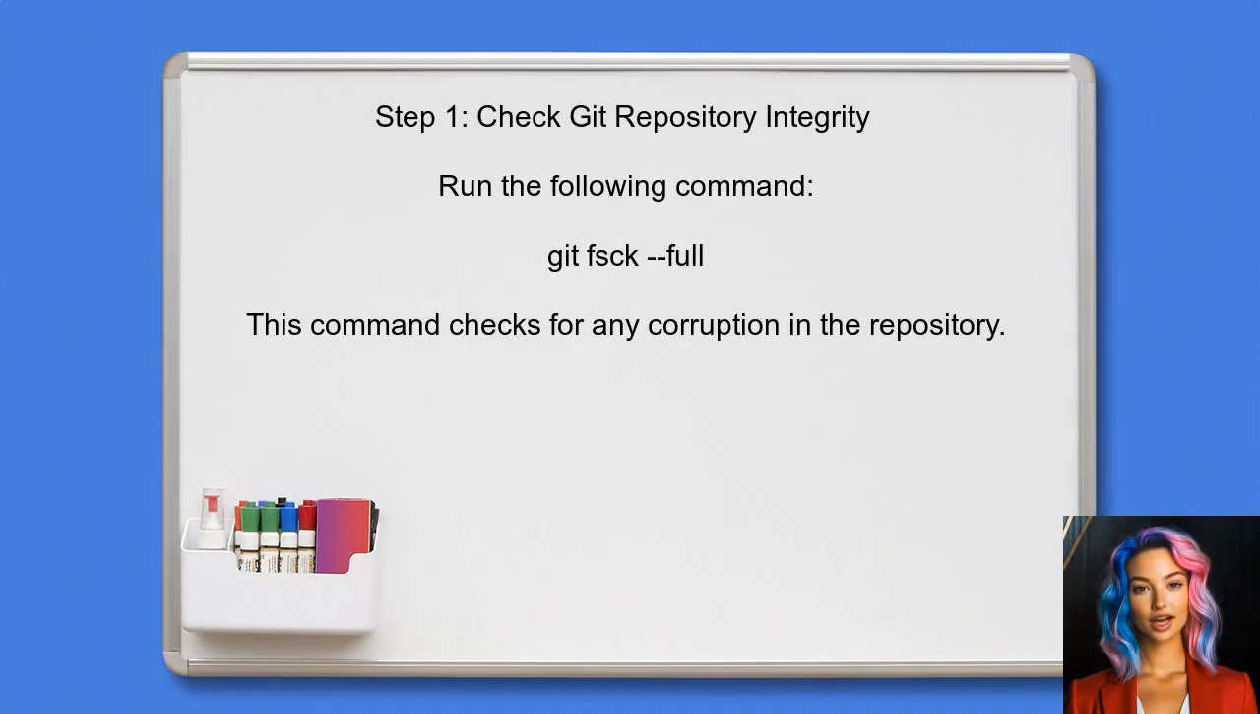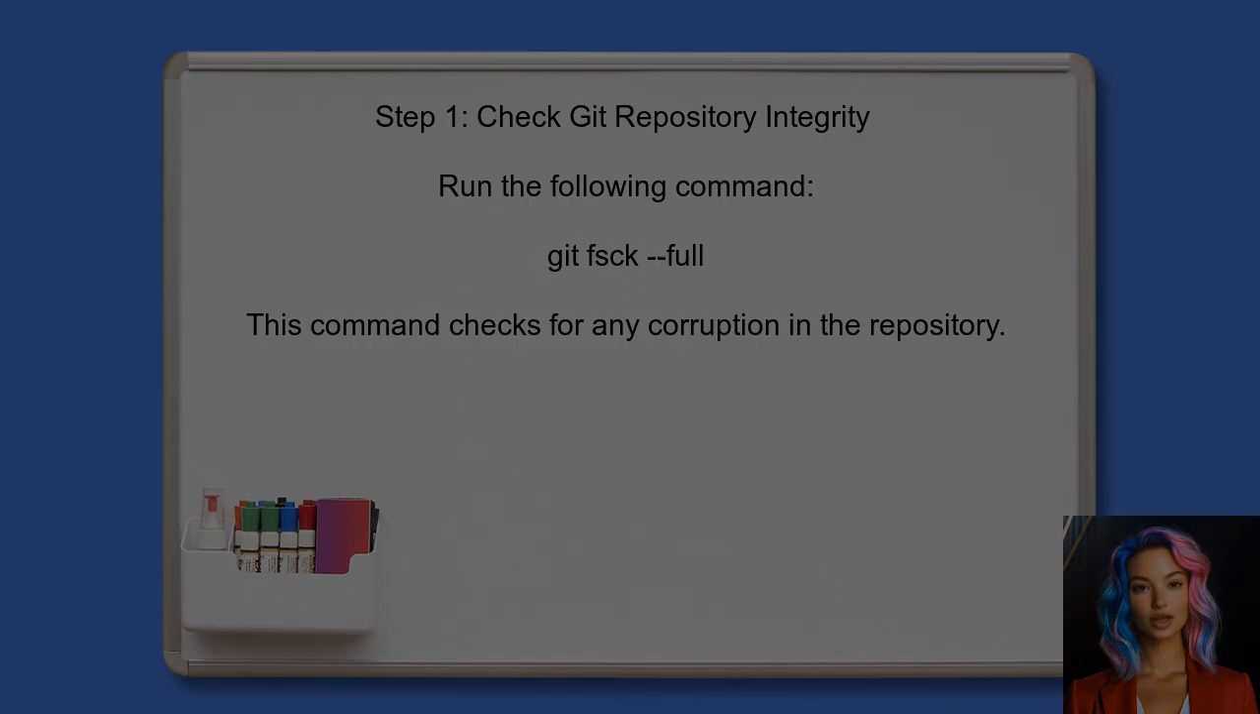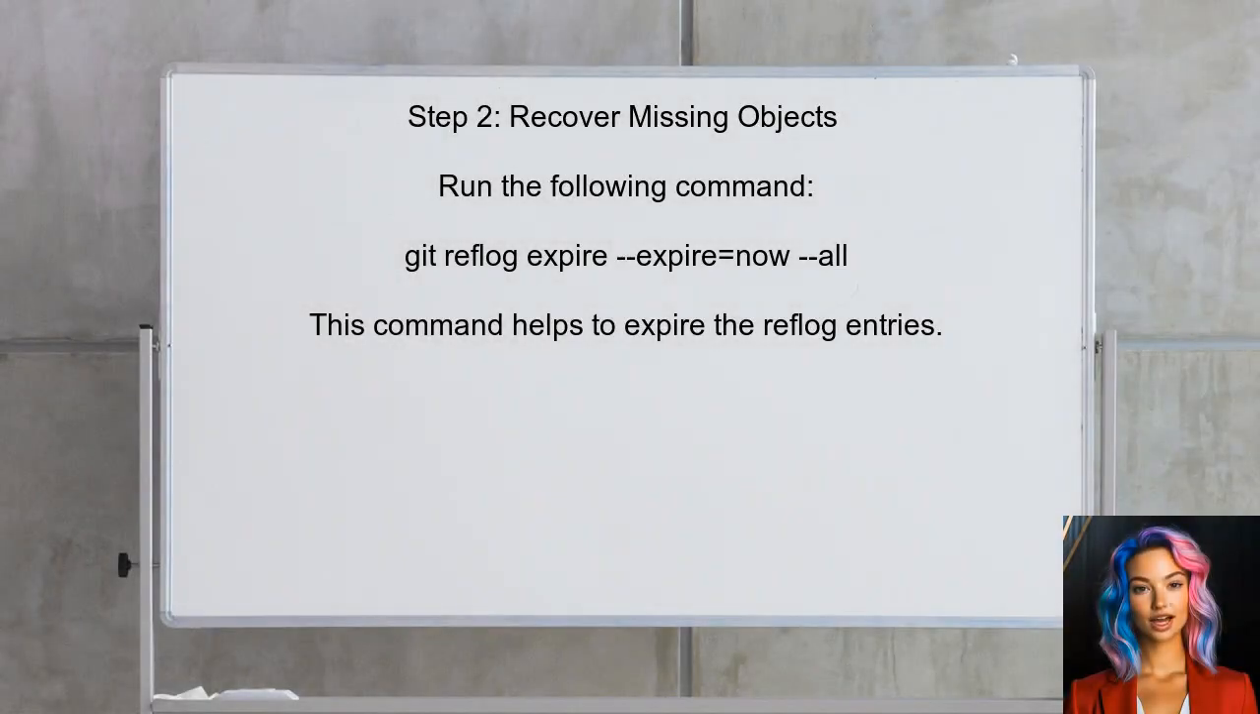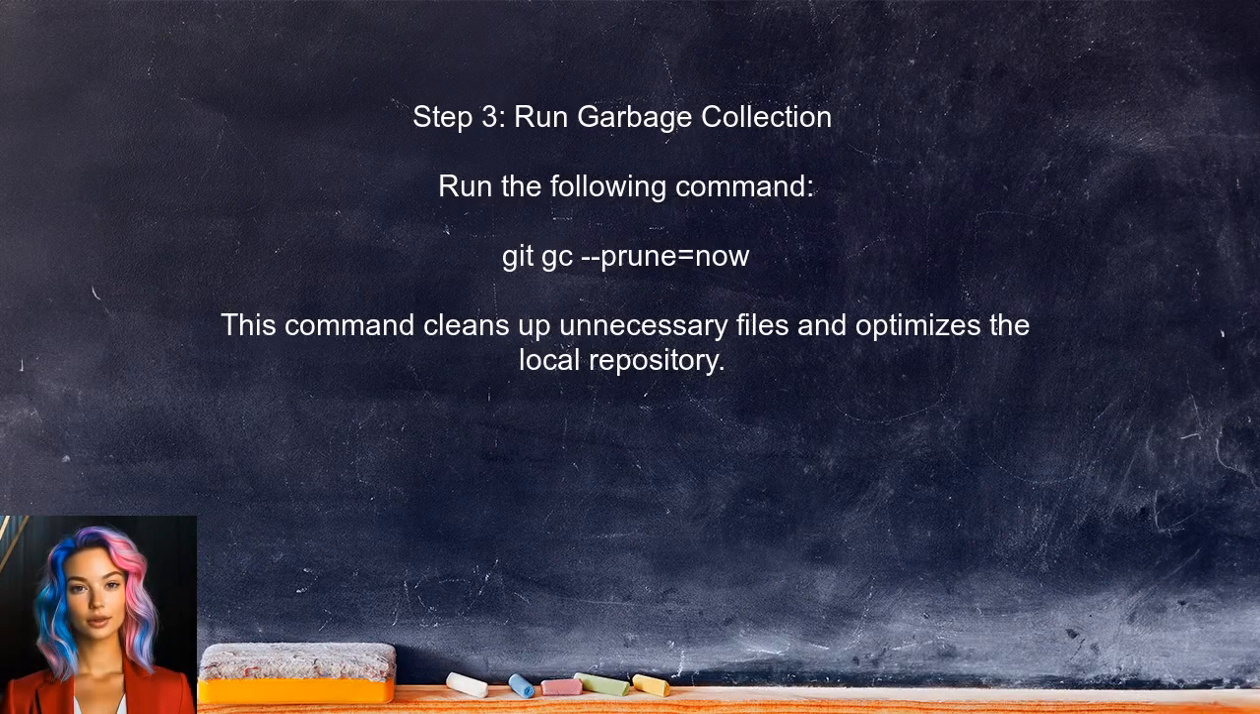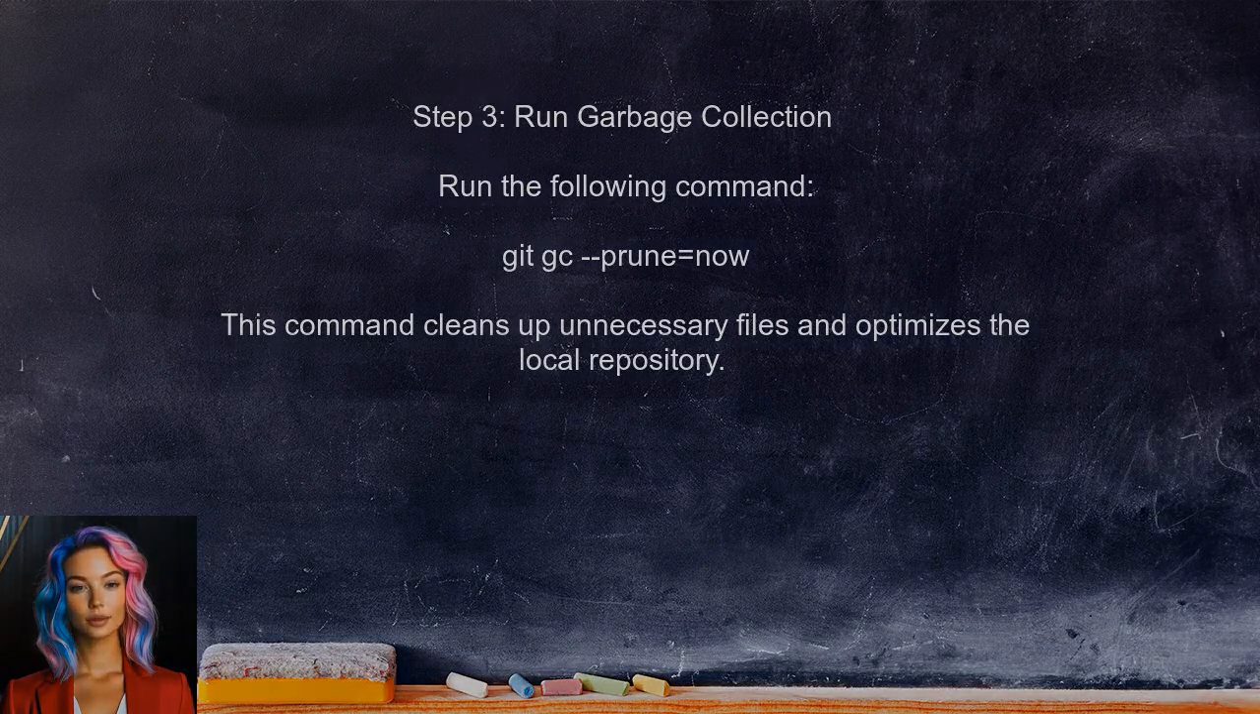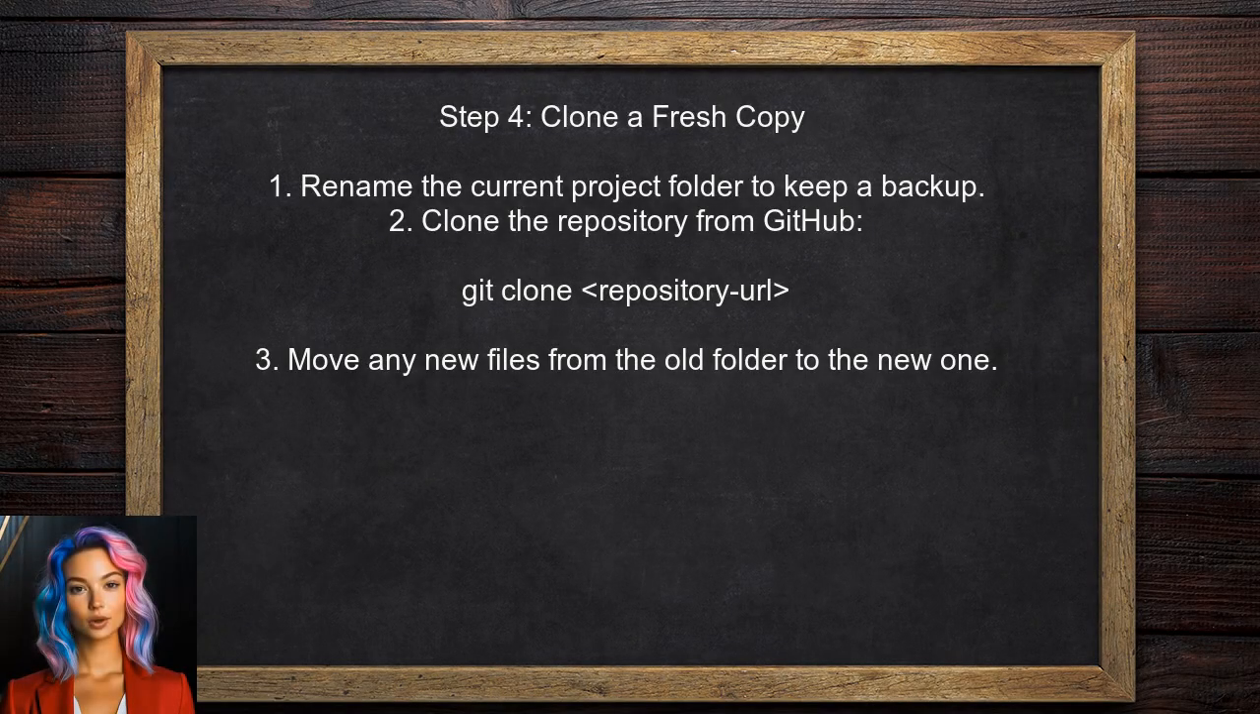To begin resolving the issue, the user should first check the integrity of the Git repository. This can be done by running a specific command in the terminal. If the integrity check reveals issues, the next step is to attempt to recover the missing objects. The user can do this by running another command. After expiring the reflog, the user should run a garbage collection to clean up any unnecessary files and optimize the repository. If the problem persists, the user may need to consider cloning a fresh copy of the repository from the remote source. This ensures that they have a clean and functional version.